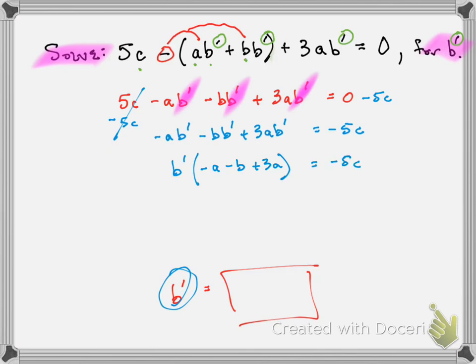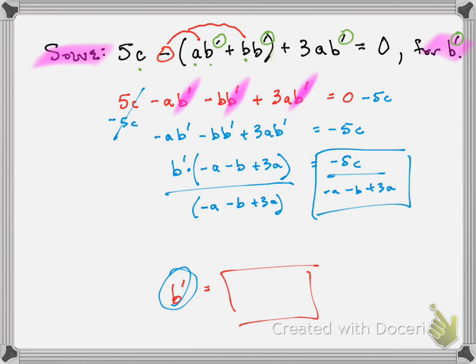Of course, over here, we factored out a b prime. And so this is b prime times that quantity. Last but not least, we will divide. And so here's our solution for b prime.